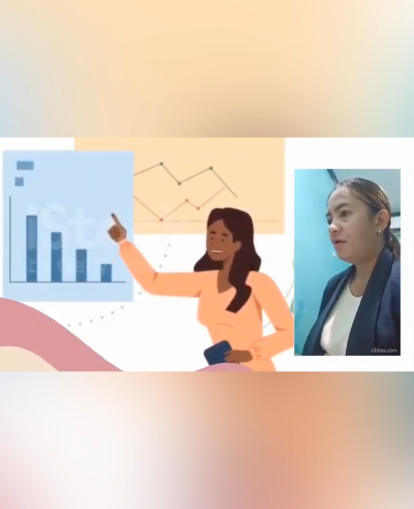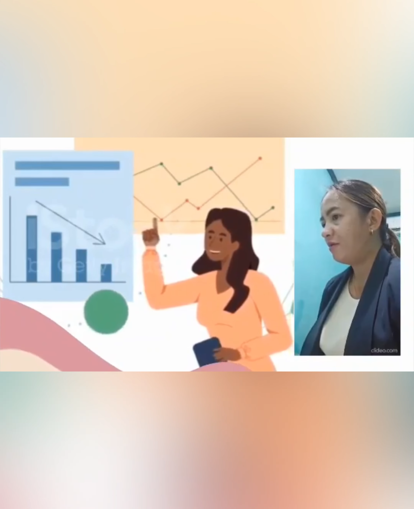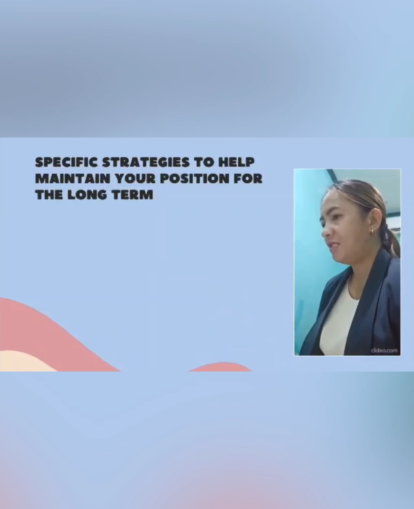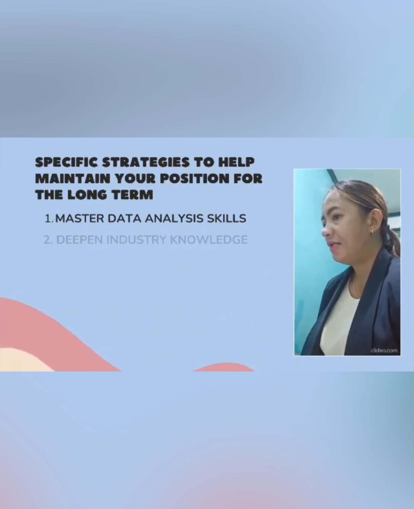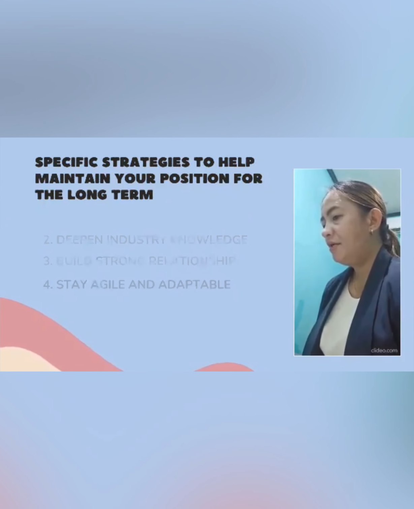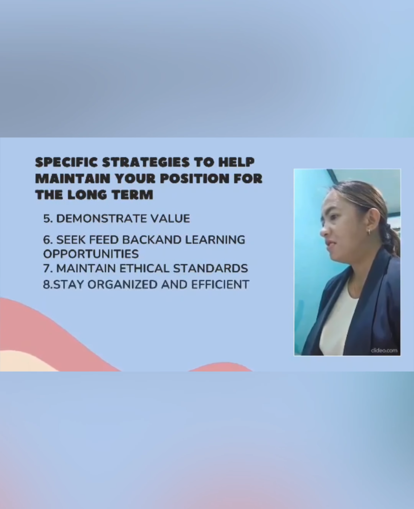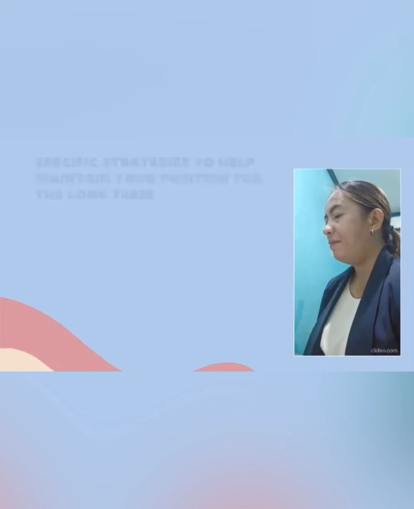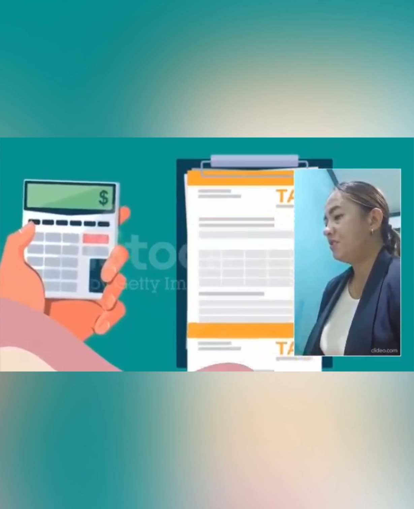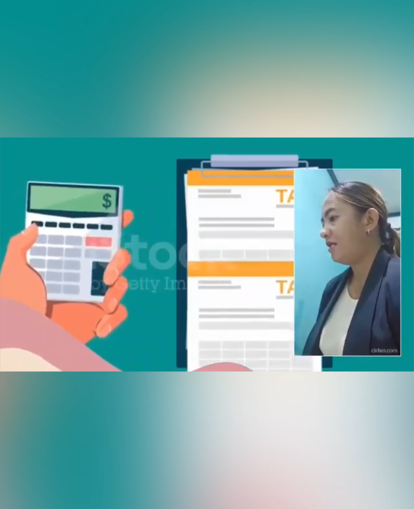Sustaining the position as an audit observation analyst involves not only excelling in the role, but also demonstrating value to the organization. Here are some specific strategies to help maintain the position for the long term. Master data analysis skills, deepen industry knowledge, build strong relationships, stay agile and adaptable, demonstrate value, seek feedback and learning opportunities, maintain ethical standards, stay organized and efficient. Lastly, be proactive and anticipate needs. By implementing these strategies, you can position yourself as a valuable asset to your organization and maintain your role as an audit observation analyst for the long term.